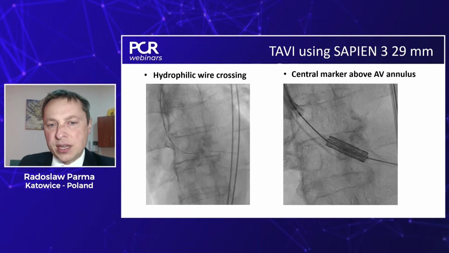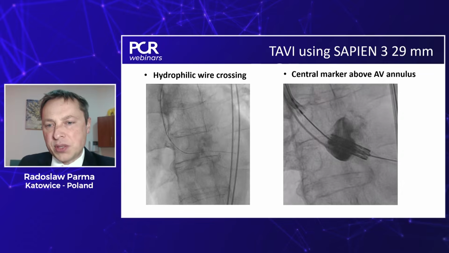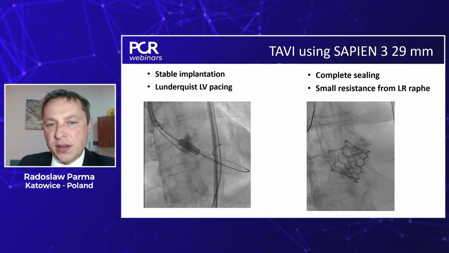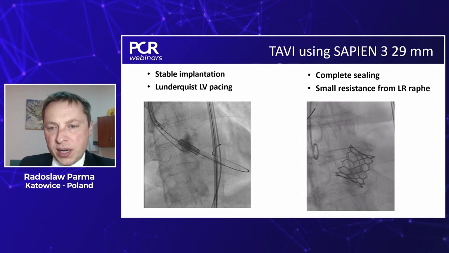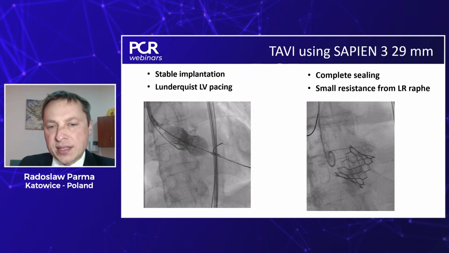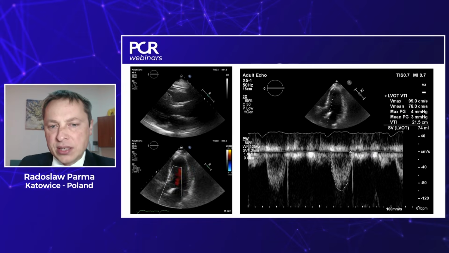And this is the crossing with this overlap of the commissures in this patient. Also, the central marker is positioned higher than the annulus in this patient. And we have prepared, this is the left ventricular pacing with a Lunderquist wire, as you can see on the left, which provides enough support to do the left ventricular pacing. And we inject plus 2 milliliters inside this balloon to provide the full expansion and sealing in this patient.